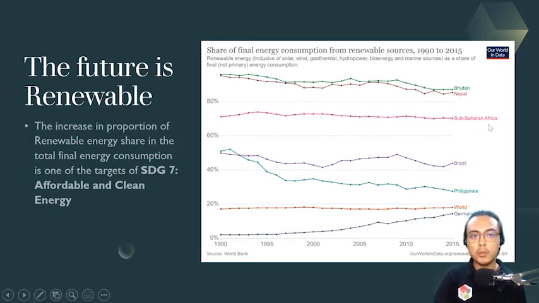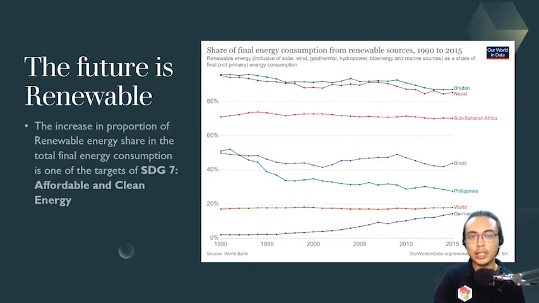Now, how about Sub-Saharan Africa, Bhutan, and Nepal? It seems from this graph that the majority of their energy consumption is coming from renewable energy. Well, technically that's correct, but the majority of their renewable energy is coming from the combustion of biomass, such as wood, charcoal, and other biomass. So this big share of renewable energy for those countries is not a result of big spending on renewable energy infrastructure. It just so happens that the majority of the population are still using biomass for their day-to-day lives, such as for cooking and for heating.